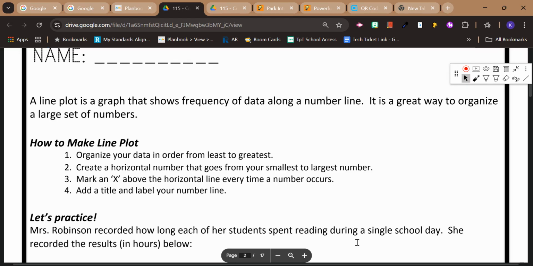All right, so we're doing line plots, and we're going to put them together. A line plot is a graph that shows frequency of data along a number line. What does the word frequency mean? Who can tell me? Let's think of some words that are like frequency.